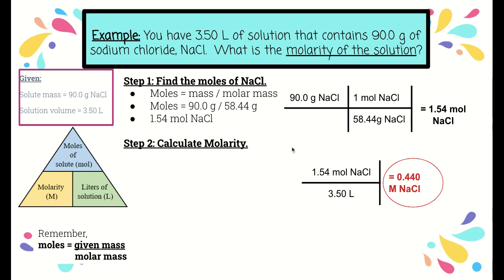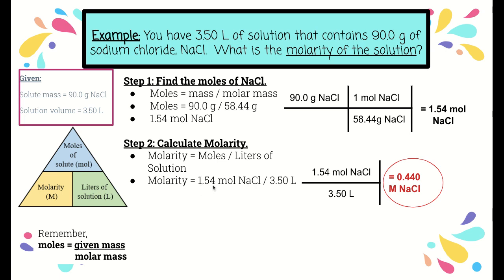And then the molarity is just one more division portion. That's where you're going to use this triangle to figure out which of these last steps you need to do. Molarity is always going to be the moles divided by the liters of solution. We already know that our moles is 1.54, and it tells us up here that we have 3.5 liters of solution. So that's the volume we're going to divide it by.